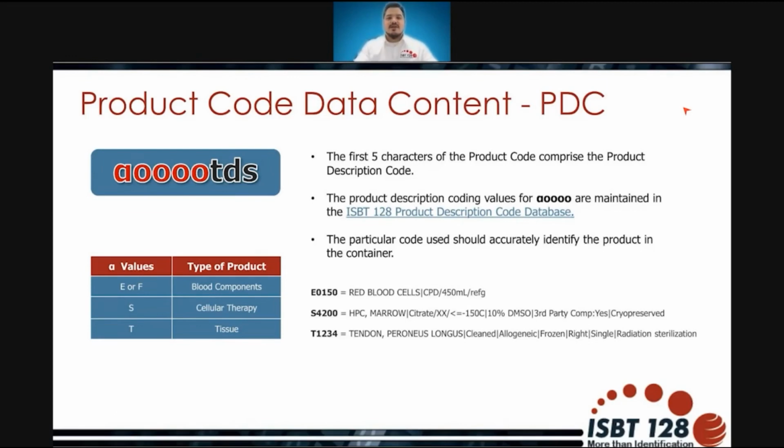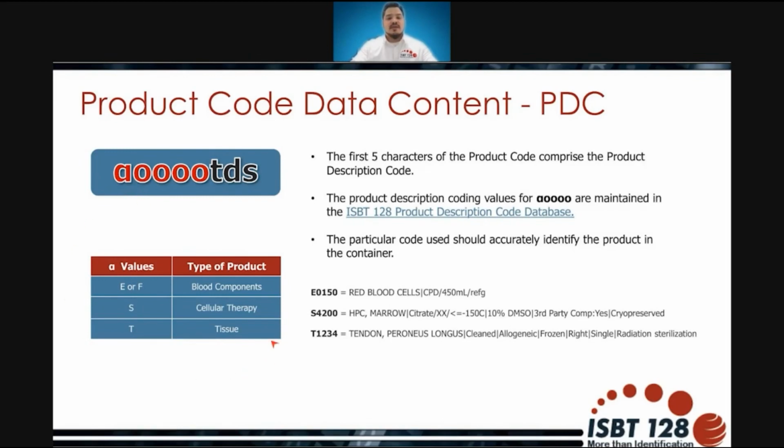Great, so let's dig into the product code data content. The first 5 characters of the product code data content that we see here, again, these are just placeholders. We're going to give examples of what information would be populated in this area. But the first 5 characters of the product code would be the ISBT 128 product description codes, or ISBT 128 PDCs. Some examples here with blood, cell therapy, and tissue are housed within the ISBT 128 product code database. In order to gain access to this database, you must go onto our website and enter your website credentials, as this is a password-restricted location.